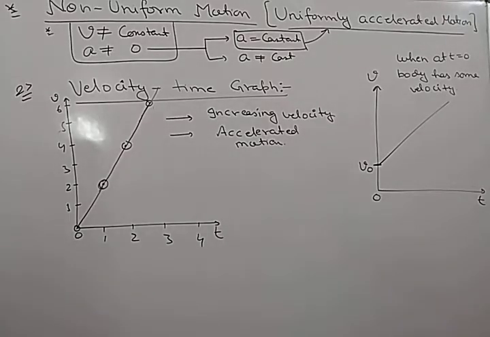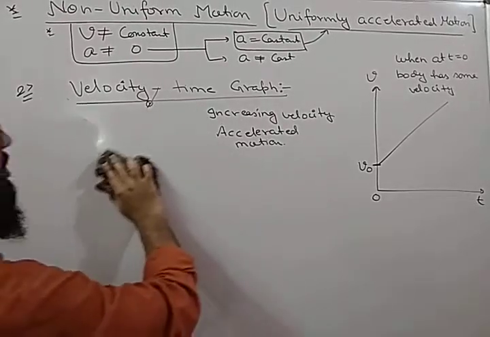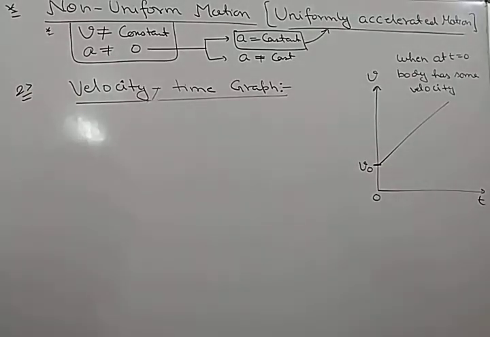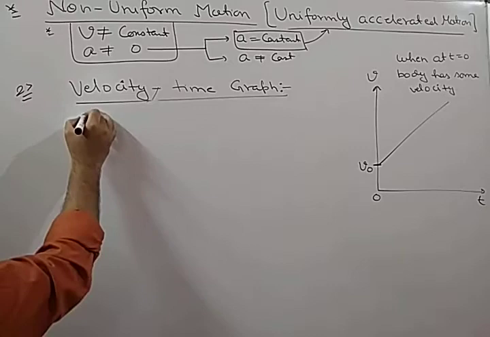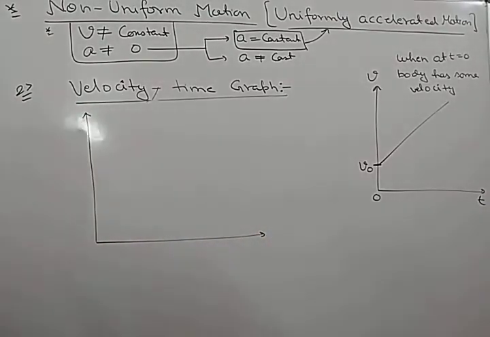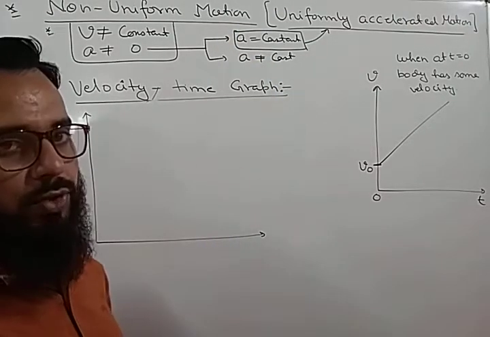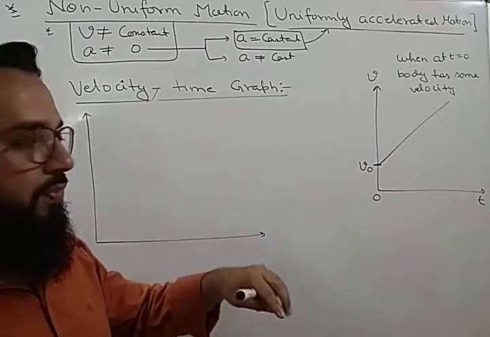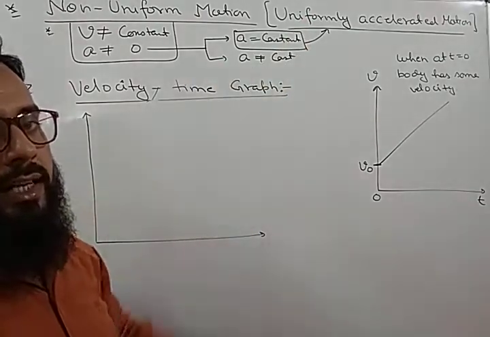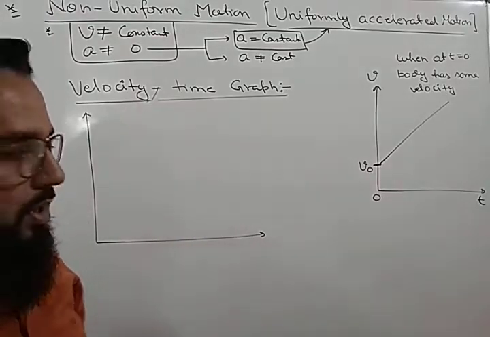Now the second graph for velocity time is for decreasing velocity. So how does it look? What will be the graph for decreasing velocity? Like in the case of the position time graph, when velocity was increasing, the graph was moving upward, and when velocity was decreasing, the graph was moving downward in a curve shape. But in the velocity time graph, it is a straight line moving upward for increasing velocity. It means it will have a slope, or the graph will move downward for decreasing velocity.